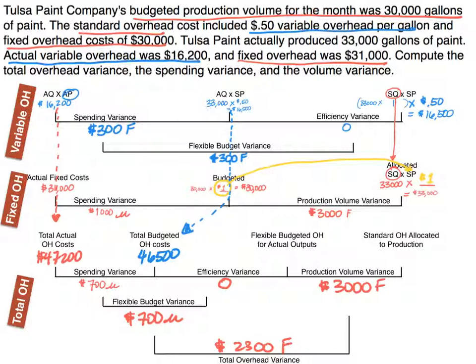And peg 3 is peg 3 of variable, peg 2 of fixed added together. And that would give me $46,500. And the last peg, which would be peg 3 of variable, peg 3 of fixed added up, gives me $49,500. So again, the efficiency variance should be the difference in pegs 2 and 3, which it is. That would be 0. And the production volume variance should be the difference in peg 3 and 4 right there. And that would be how you calculate all of your overhead variances.